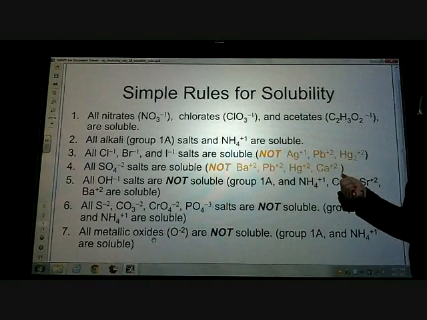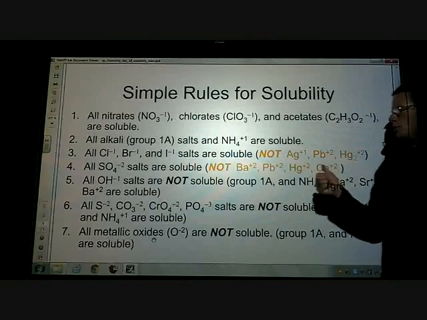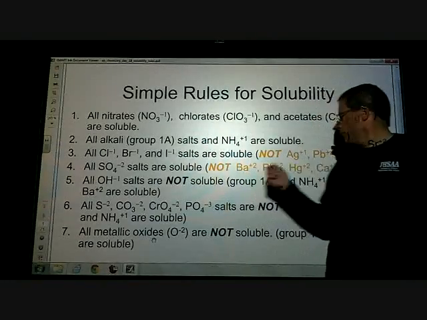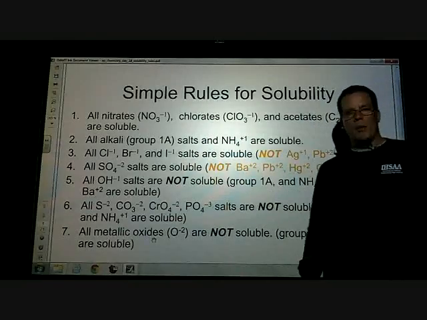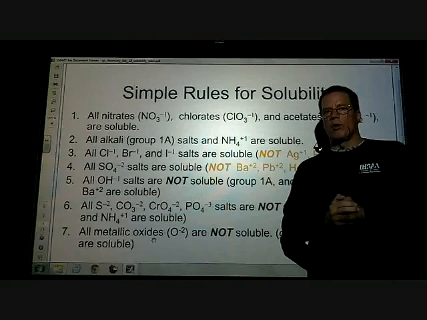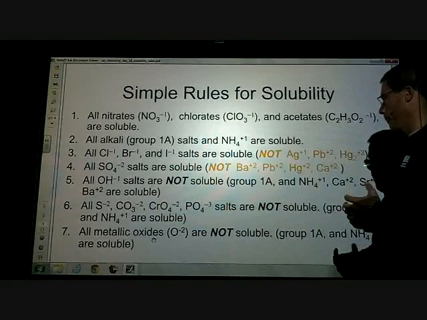So you don't really need to remember those 4 metals, just remember all sulfates are soluble except with cold beer, calcium, barium, and Pizza Hut. And again, look at your periodic table. Always have your periodic table in front of you whenever doing solubility rules.